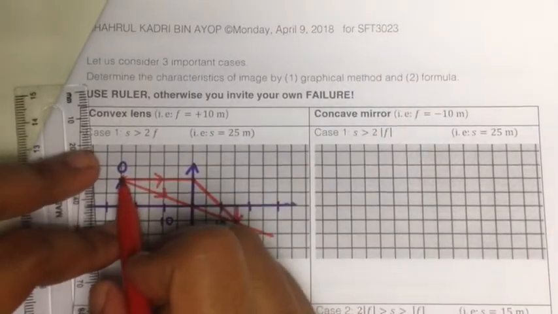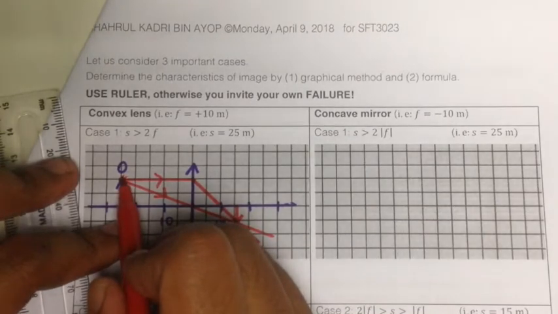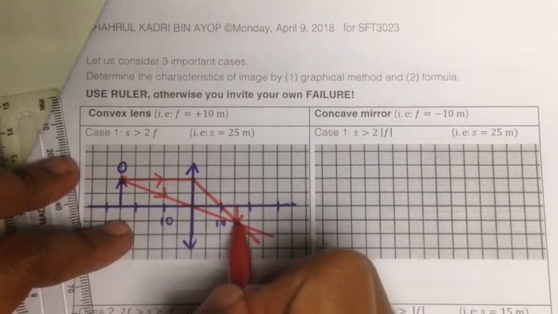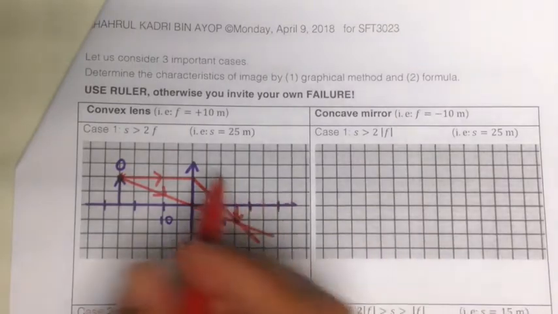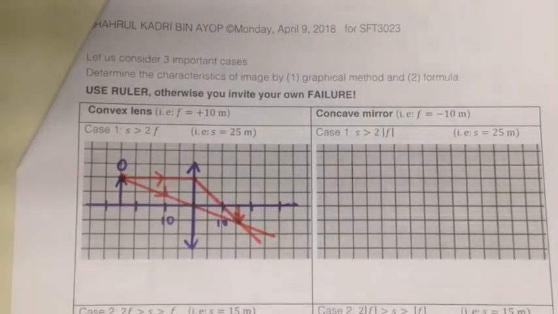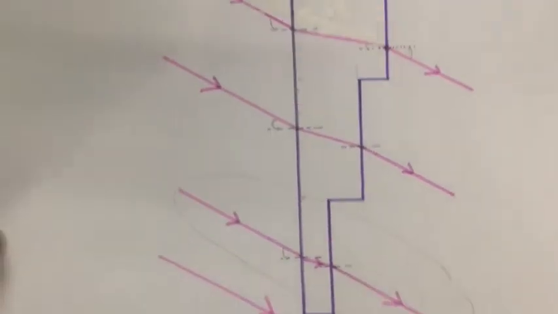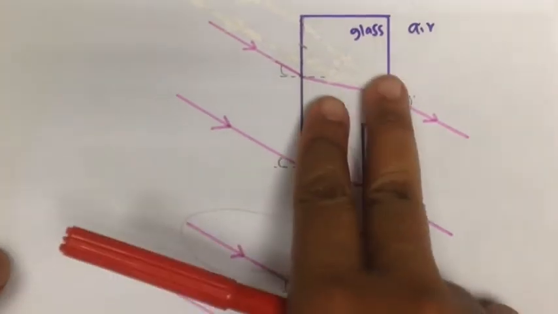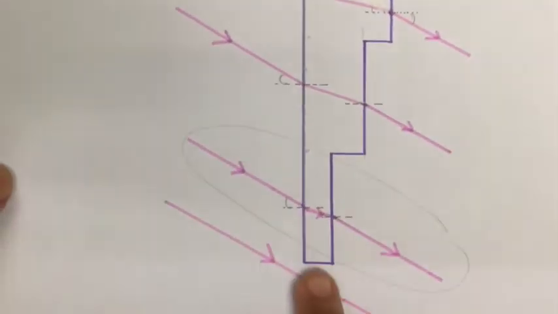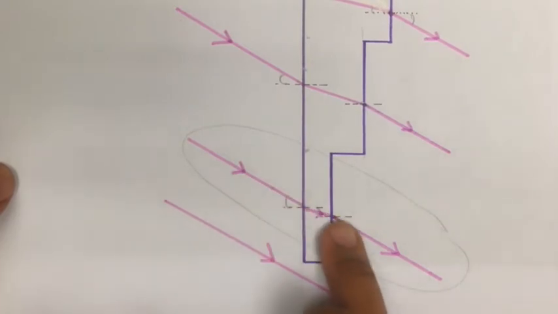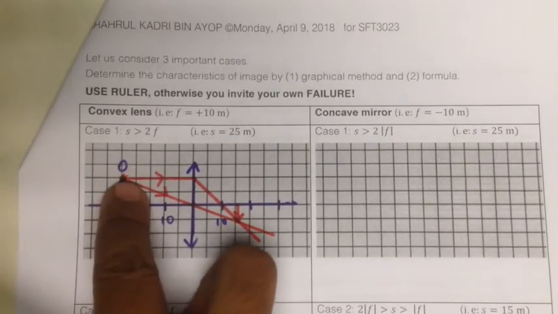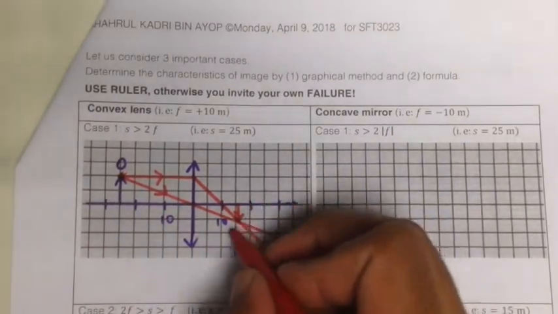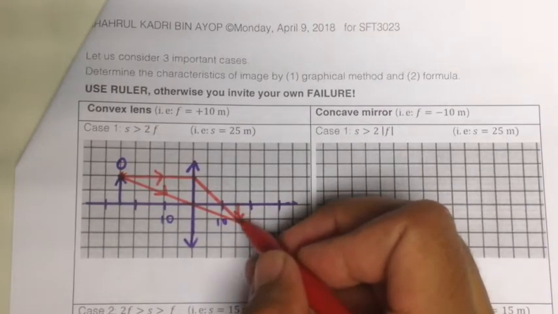So the ray from the head of the object will be formed here. So we have an image which is inverted. Okay, so why do we have these straight lines? Let us recall back to our drawing that we have previously discussed. When the lens is very thin, the ray is almost in a straight line. So that's why we make this a straight line. So the intersection between these rays will form the image location.